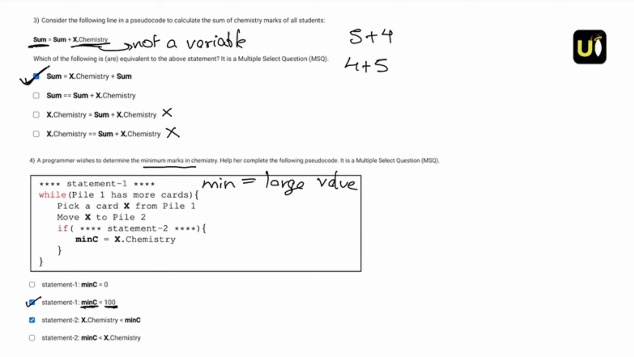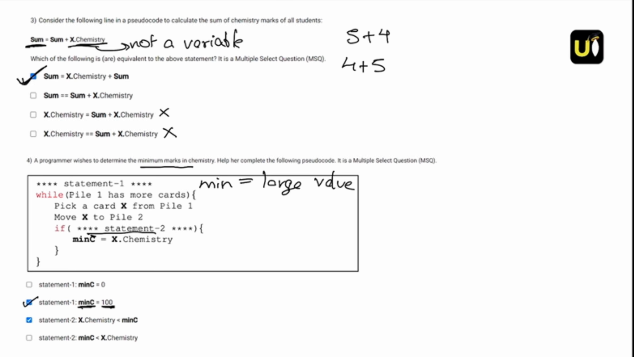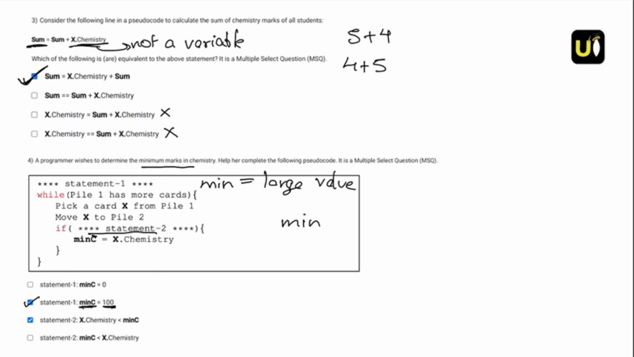Then pick a card from pile 1, move x to pile 2. Then we have to add another if statement here, which is the filter basically. So to find the minimum, we have to find something less than the minimum because we have to find the least value every time, right? So this would be x chemistry less than minimum.